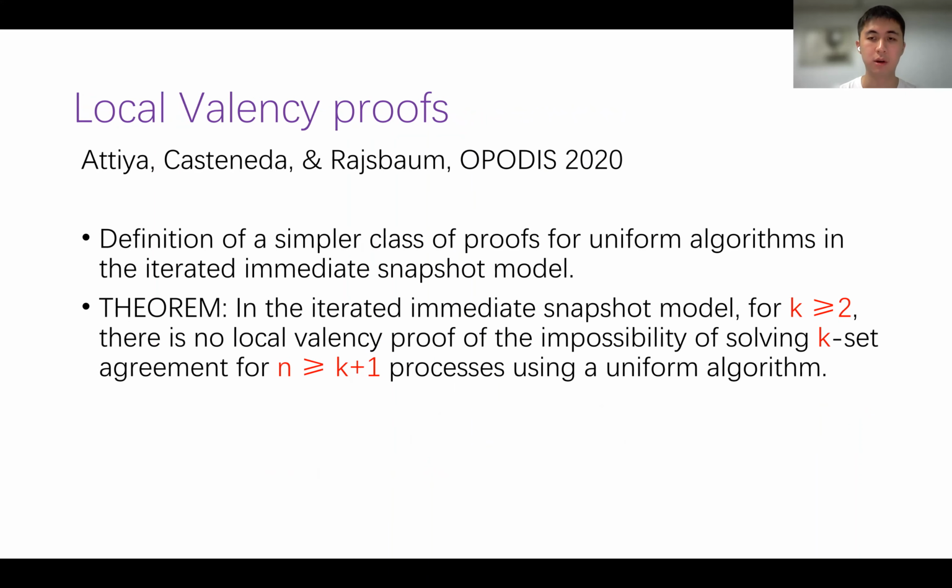Subsequently, another group of authors defined a simpler class of proofs for the iterated immediate snapshot model, when all processes output values in the same round. They also show that there is no proof of the impossibility of solving k-set agreement in their class.